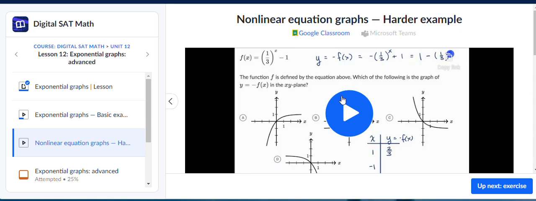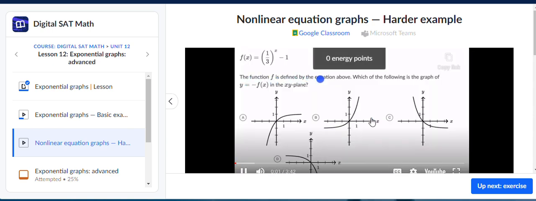Let's do this one then. f(x) equals 1/3 times 3 to the power x minus 1. The function f is defined by the equation above. Which of the following is the graph of the function y equals minus f(x) in the xy plane? So when we put x equals 0, we get minus 1. But this graph is passing through the origin. That doesn't seem good. Wait, what the heck? Oh no, all of them are passing through the origin. So that seems good.